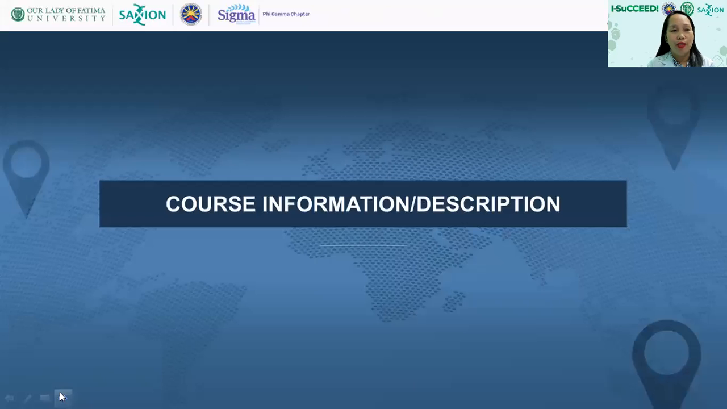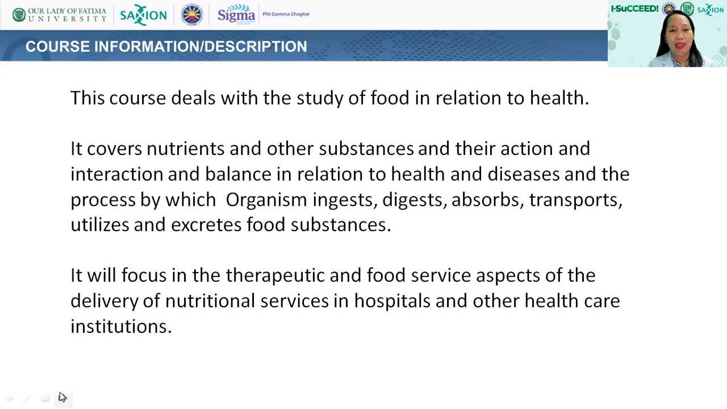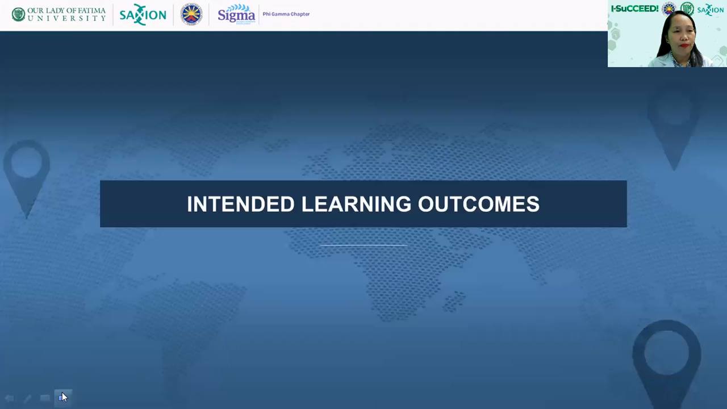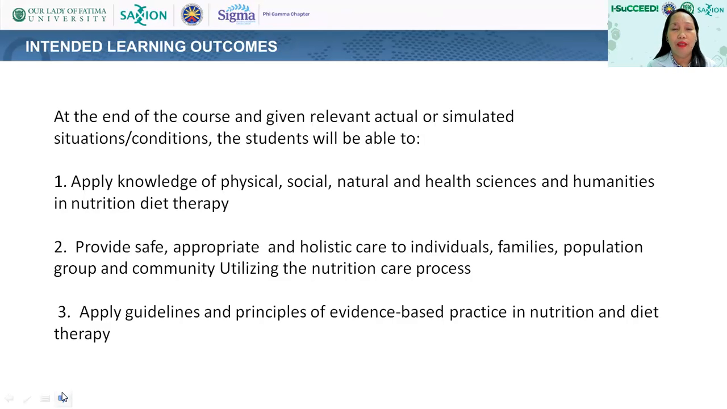For the course information or description, this course deals with the study of food in relation to health. It covers nutrients and other substances and their action and interaction and balance in relation to health and diseases, and the process by which organisms ingest, digest, absorb, transport, utilize, and excrete food substances. It will focus on the therapeutic and food service aspects of the delivery of nutritional services in hospitals and other healthcare institutions.